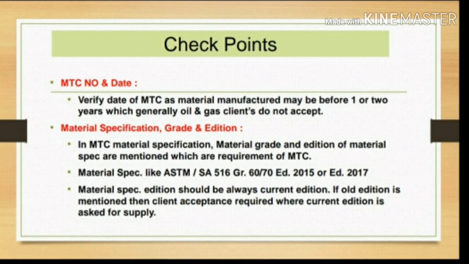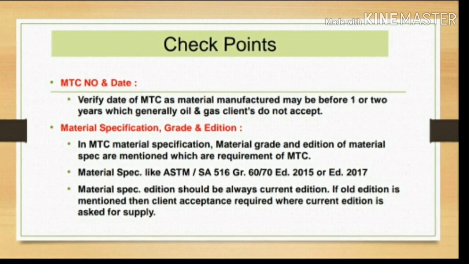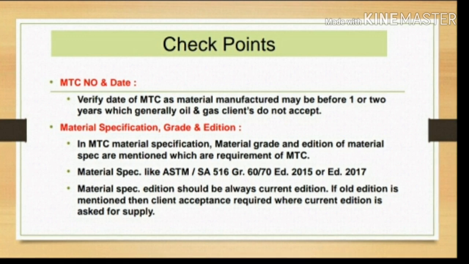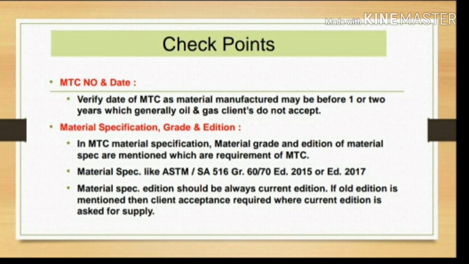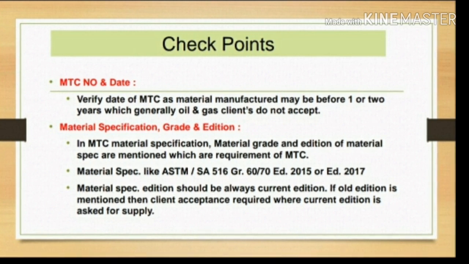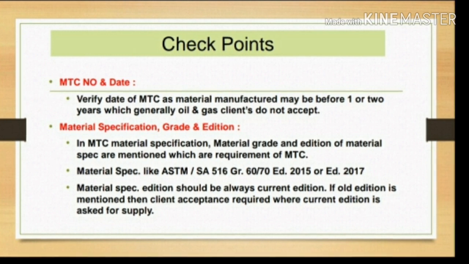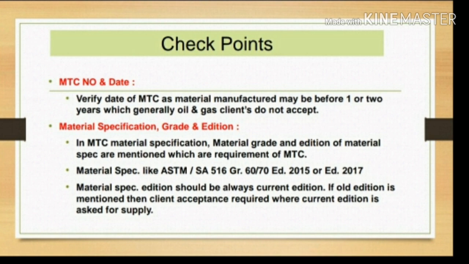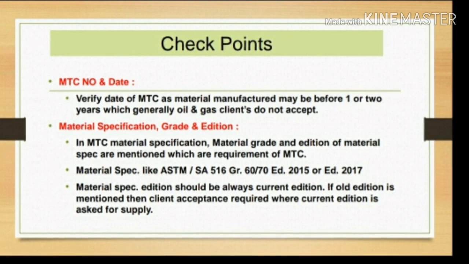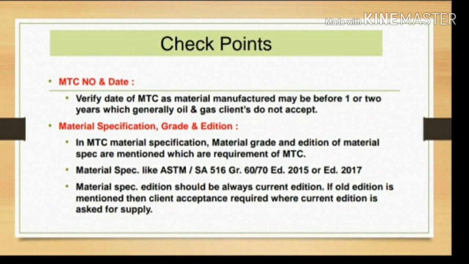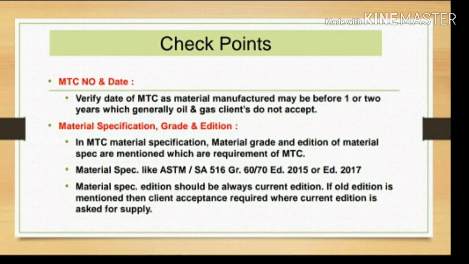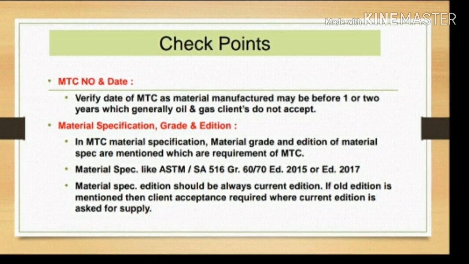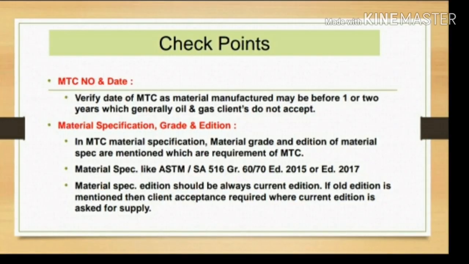Second parameter, material specification, material grade and edition. So this is also an important aspect while reviewing the TC. So in mill test certificate, manufacturer mentions material specification, grade and edition. So we have to verify with respect to our data sheet or project specification which grade is mentioned in the project specification and which we have received. So once it is tallied, then he can tick that point and he can go for the further review. There are various specifications like ASTM SA 516 grade 60 or 70, edition 2015, edition 2017. So edition should be the latest one. So QC engineer has to verify online which is the current edition and which is the received one. So if it is not the latest one, he has to again go to the client and take the consent.